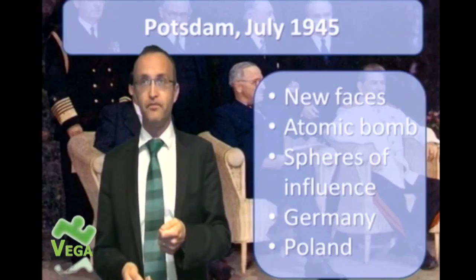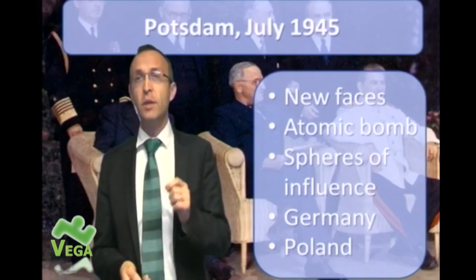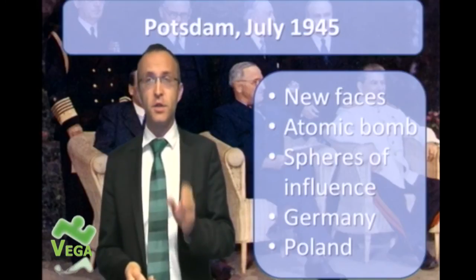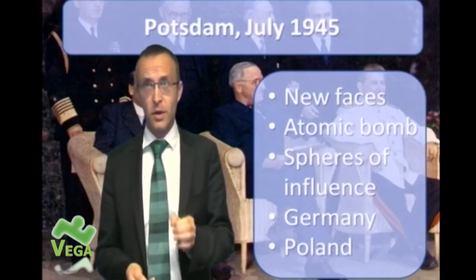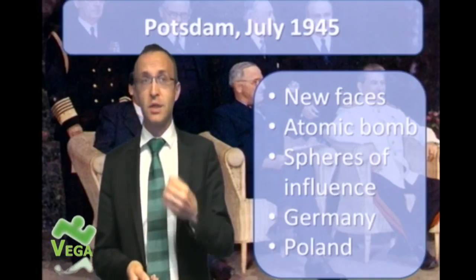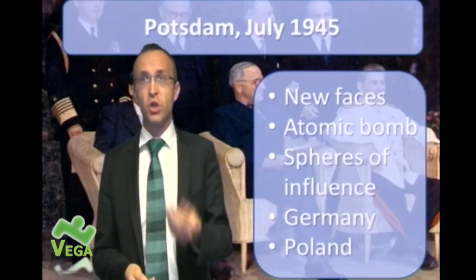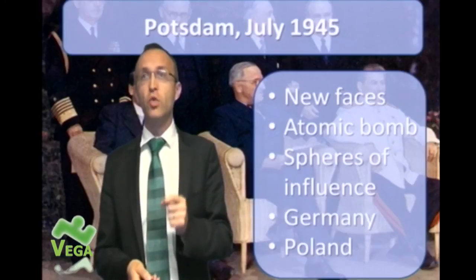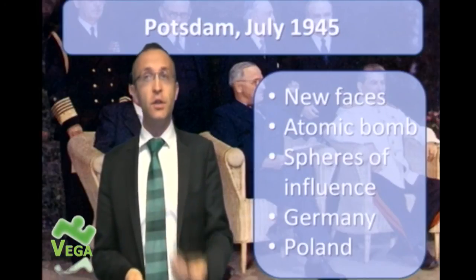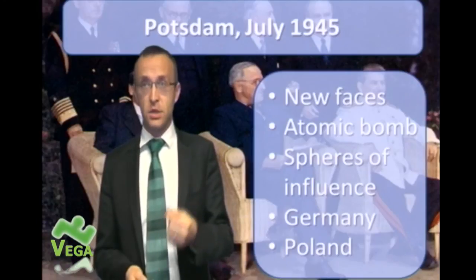other two powers. And in particular, he pushed back quite hard on the idea of the Soviet sphere of influence in Eastern Europe. This is critically important in Stalin's mind as a guard against future aggressive action from Germany. Truman was very lukewarm on this idea. Secondly, Truman had a very different view of the future of Germany than Stalin.